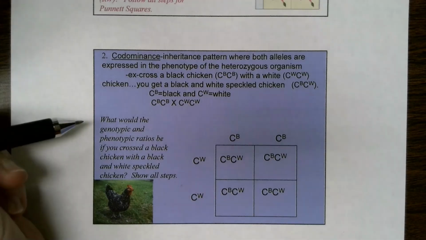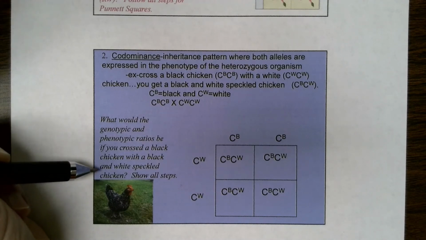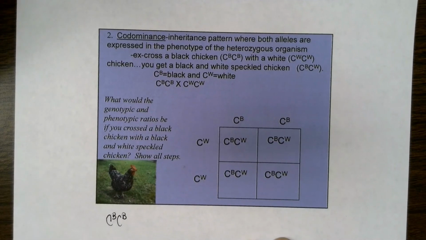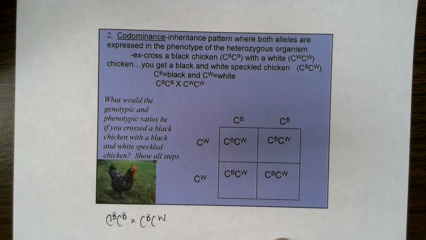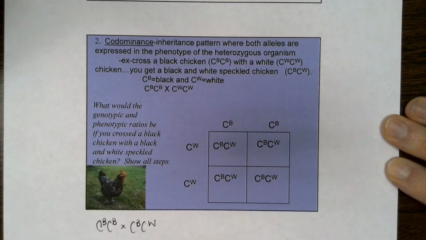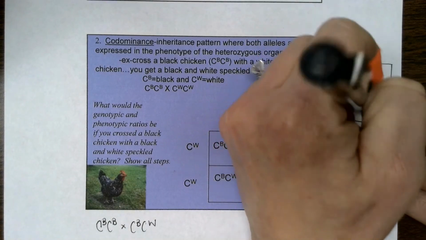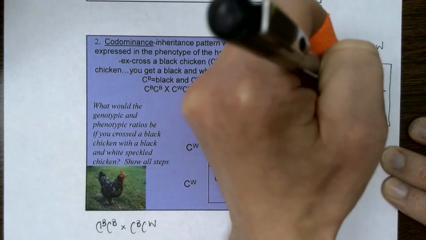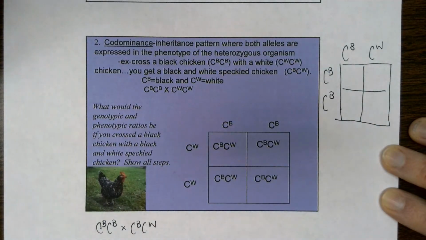Okay, so then what would the genotypic and phenotypic ratios be if you crossed a black chicken with a black and white speckled chicken? So I'm going to write that down here. C^B C^B, there's our black chicken, with our black and white chicken, all right? So then over here, there's our cross. It doesn't really matter. We don't know enough about these chickens for it to matter where we put the alleles for the male versus the female. So I'm just putting the speckled chicken on top and the black chicken on the side.